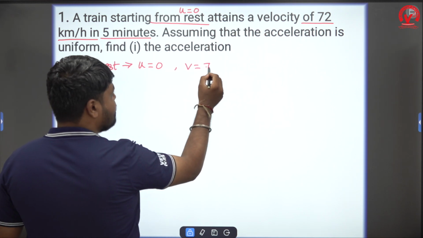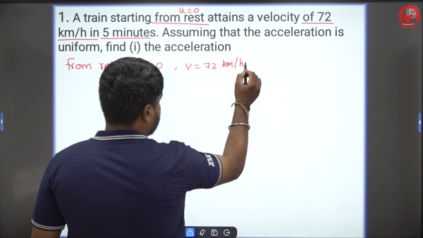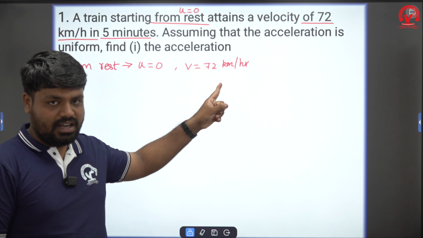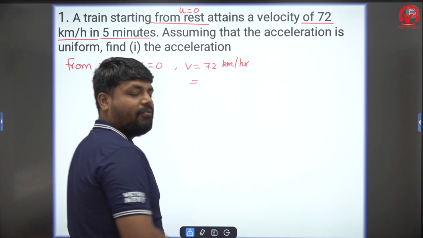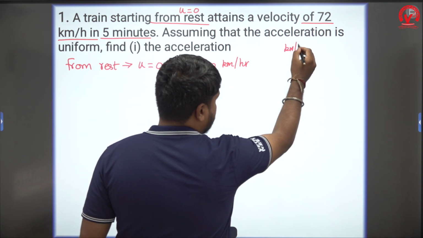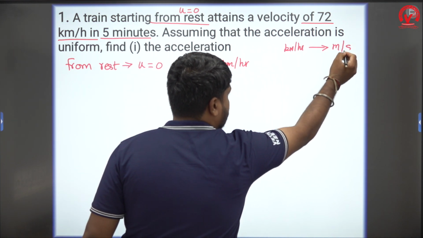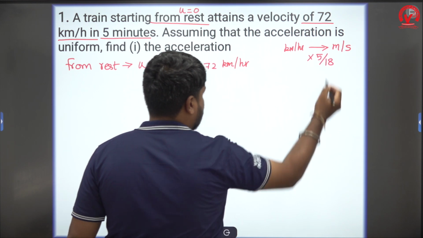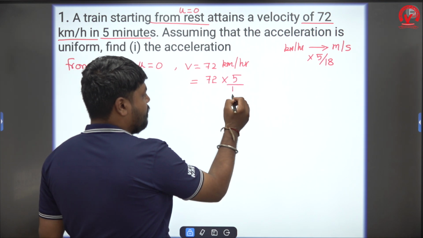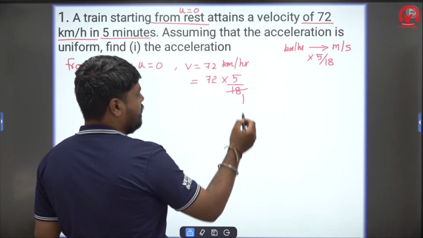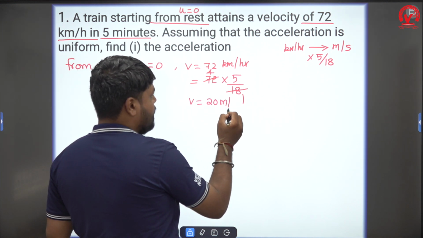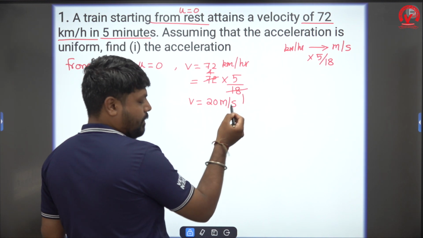From 0, how much velocity is it attaining? 72 km per hour. Is it in SI unit? Not at all, right? It is not in an SI unit. In the previous classes I have told you how to convert kilometer per hour into meter per second. What should you do? Multiply the number with 5 by 18. That's all. So 72 is the number here, multiply with 5 by 18. 18 fours are 72, so v is equal to 5 fours are 20. So I have converted 72 km per hour into 20 meter per second.